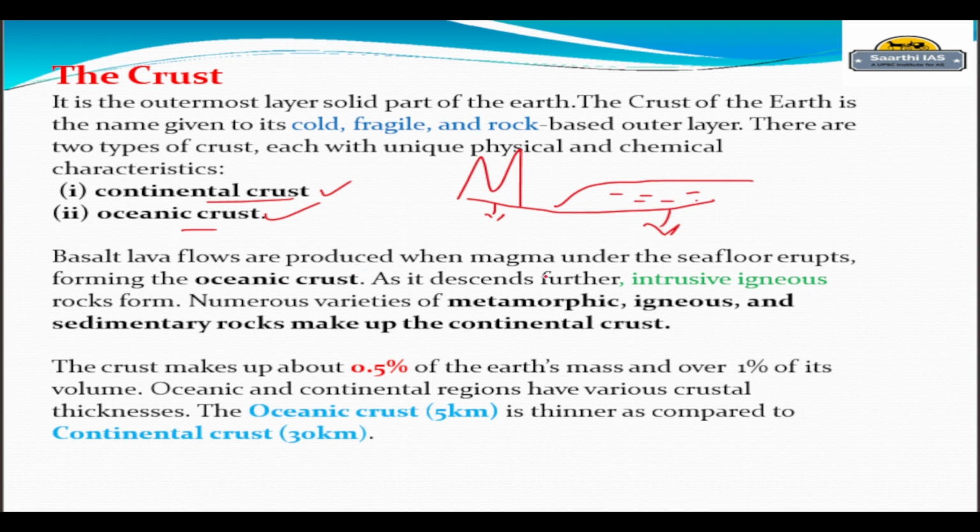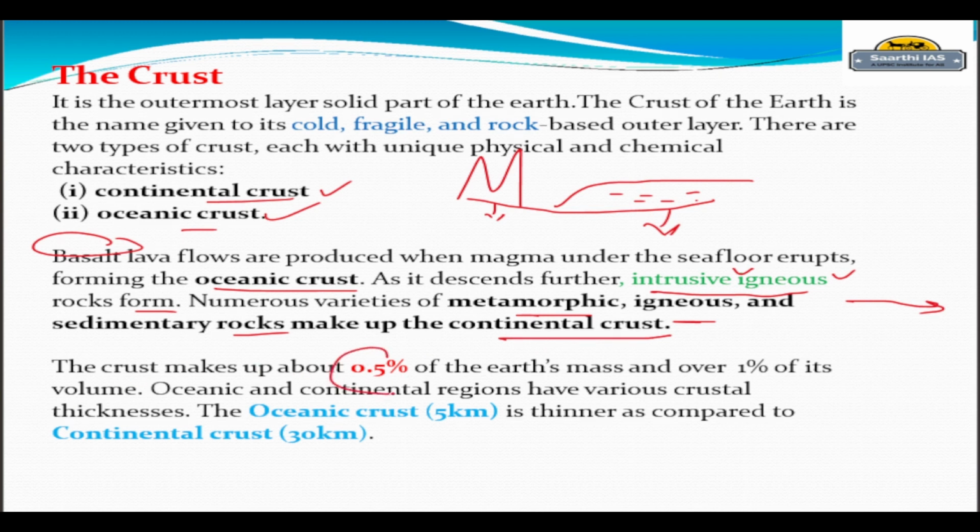Basalt lava flows are produced when magma under the seafloor erupts, forming the oceanic crust. Basaltic lava, that is forming the oceanic crust, as it descends further, intrusive igneous rocks are formed. We all know intrusive igneous rocks are those kinds of rocks which are formed beneath the earth's surface by volcanic eruptions, when magma moves into the horizontal layers and different landforms are formed in that portion of the earth's interior. They are called the intrusive igneous rocks. Numerous varieties of metamorphic, igneous, and sedimentary rocks are all made up of the continental crust.